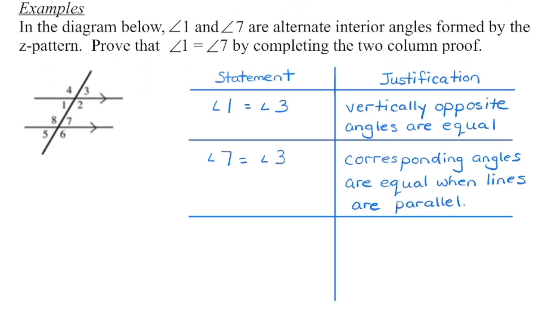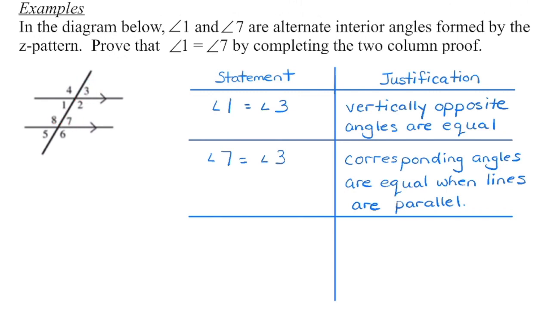Okay, so in terms of the justification, 1 is equal to 3 because they are vertically opposite. Vertically opposite angles are always equal, and as you can see, these are not parallel lines. Now, angle 3 and angle 7, these are corresponding angles. Those are the armpits of the F.